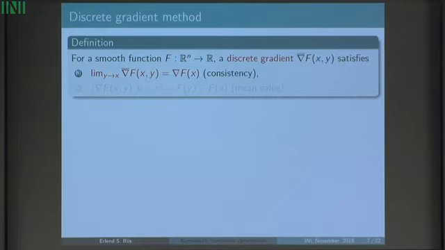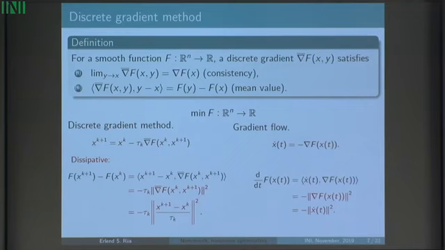So just to briefly define what the discrete gradient is. Given a smooth function f, a discrete gradient is any mapping that takes two vectors x and y as input and satisfies two rules. It has to converge to the gradient when y converges to x, so it's consistent with the actual gradient. And for any two vectors y and x, it has to satisfy the mean value property, that the inner product of the discrete gradient with the difference of the two vectors is equal to the function value difference.